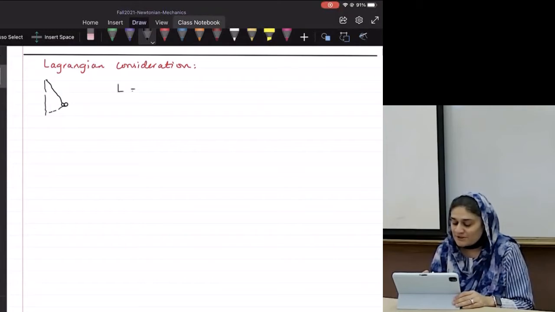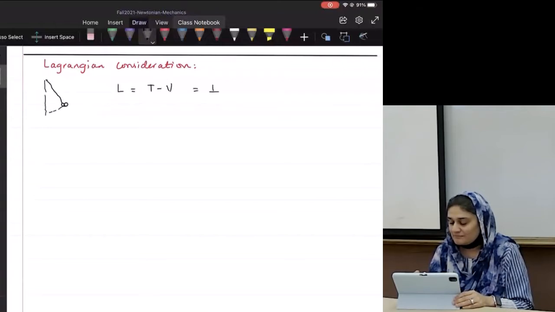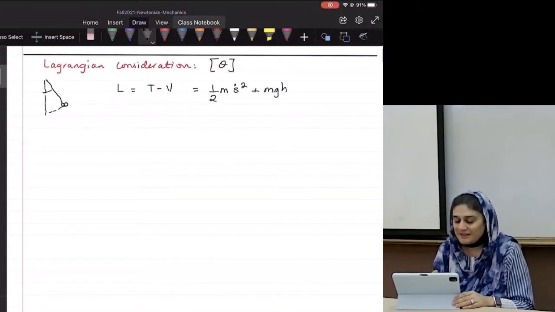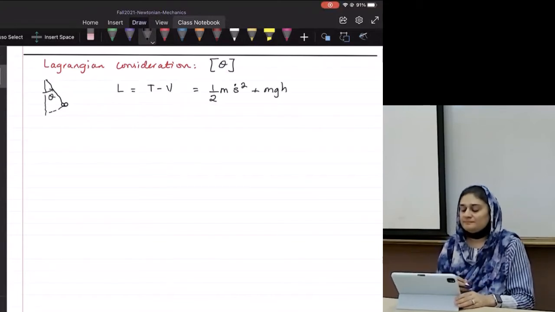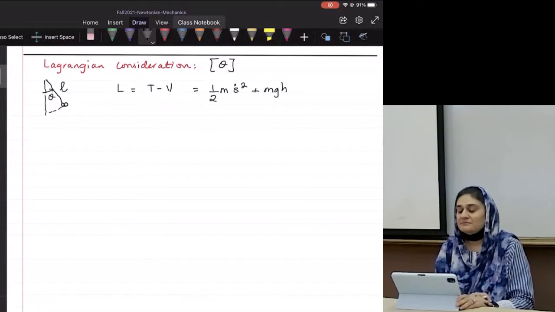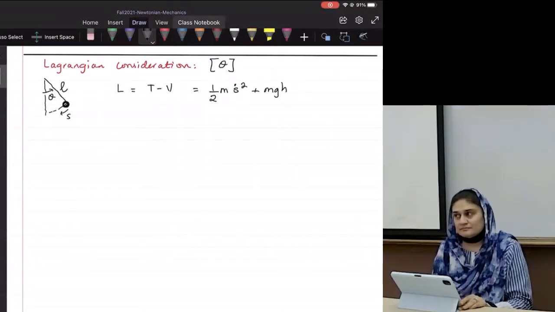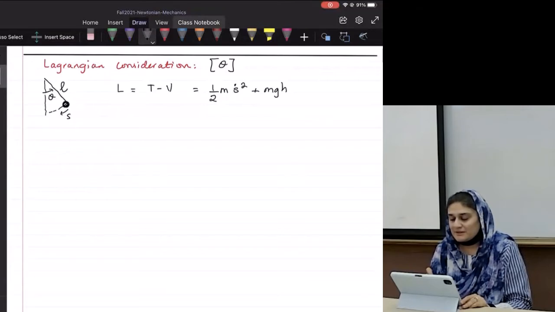So we wrote the Lagrangian as T minus V. What is T? So my unique situation is I want everything in terms of theta, because theta is something I can control. And again, this is L, and the arc is S. So my pendulum is swinging along the arc. Now how do I convert S to theta? Because that's what I picked.